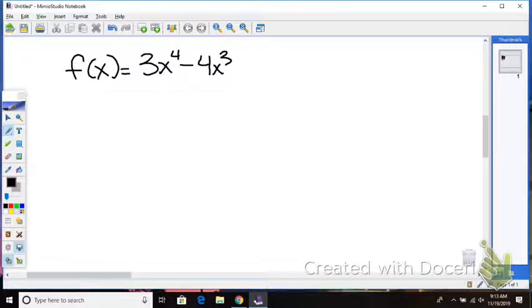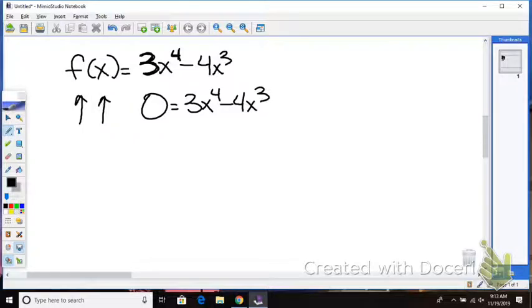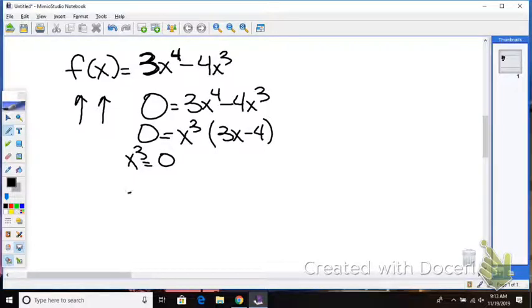Okay, so what is our end behavior going to be for this graph? Up, up. So our end behavior is up, up because we have an even positive. Okay? Now we need to find our zeros. So I have 0 equals 3x to the 4th minus 4x to the 3rd. What can I take out of there? X to the 3rd. So I have x to the 3rd equals 0 and 3x minus 4 equals 0.